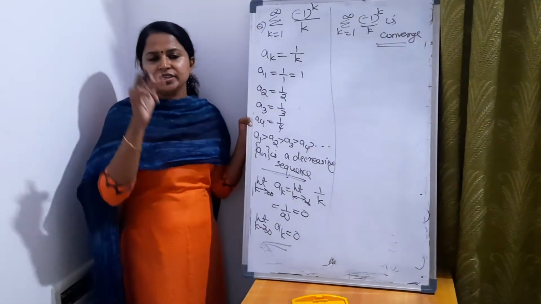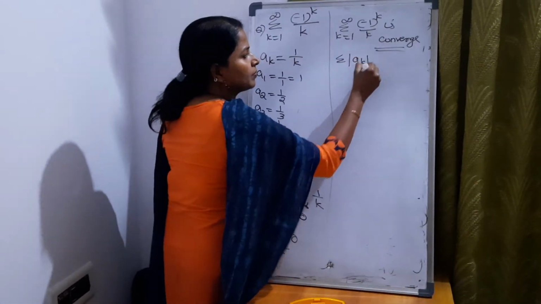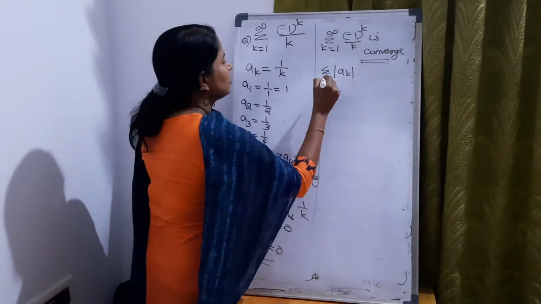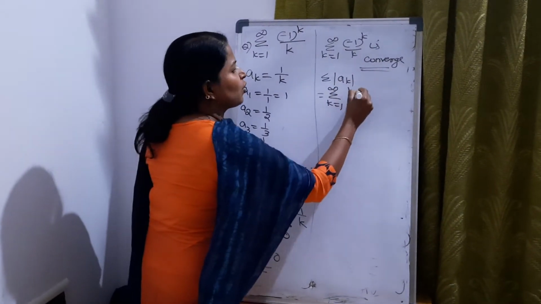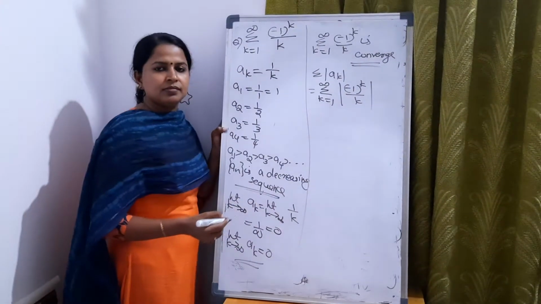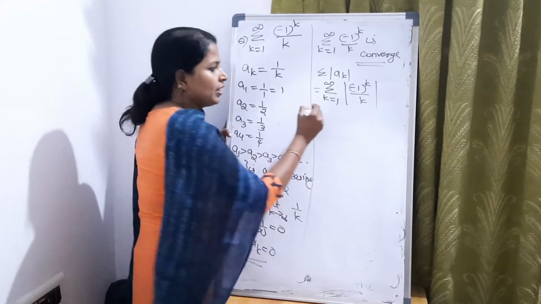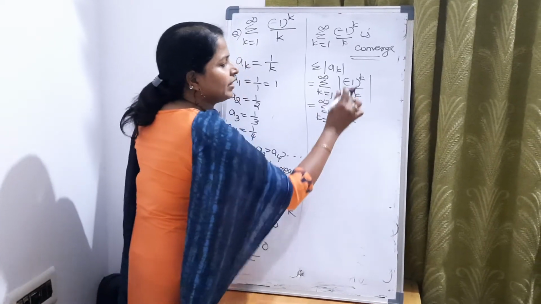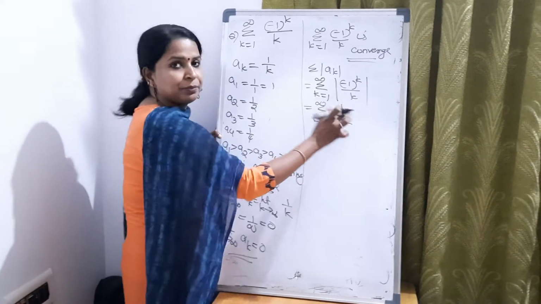Then the modulus of the series. Modulus of the series means sigma mod a_k. That is, sigma k equal to 1 to infinity of the modulus of (minus 1) raised to k by k. Modulus means taking only the positive values. That is, sigma k equal to 1 to infinity of 1 by k. We eliminate minus 1 raised to k. Negative terms are eliminated, so we get 1 by k.